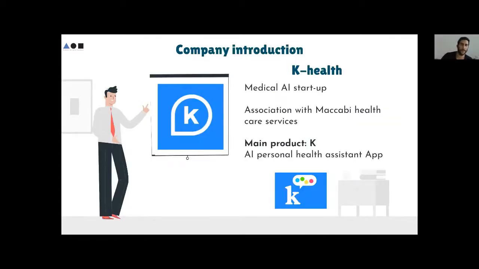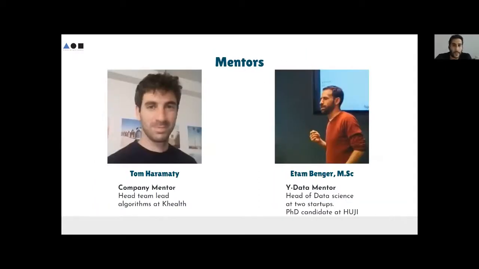Start with the company, K-Health. K-Health is a medical AI startup working in association with Maccabi Health Care Systems. The main product of K-Health is K, which is an AI personalized health assistant. Basically, you tell the app what's going on with you, and it tells you what you're sick with. Our mentors, Tom and Etam. Hi.